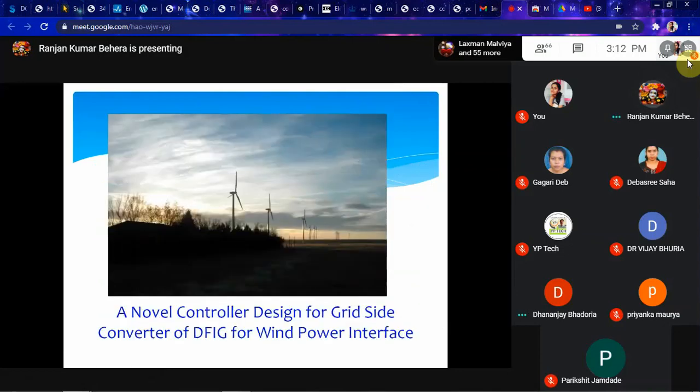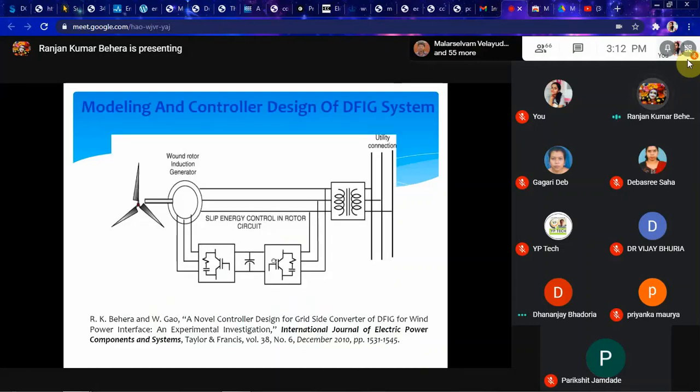Okay. So then we will discuss the grid side converter of the doubly fed induction generator. The most important thing: what do you mean by doubly fed induction generator? The doubly fed induction generator is one where you can feed from both sides, for example, from the stator and from the rotor. Then we call it doubly fed. In any induction generator there is a rotor and a stator, so you can feed from both sides, and that is called doubly fed.